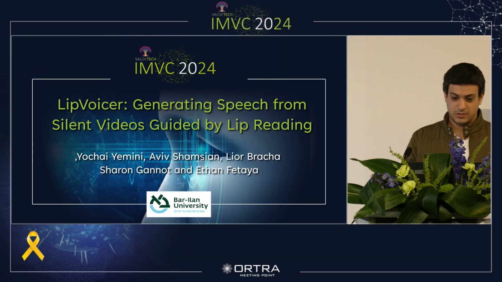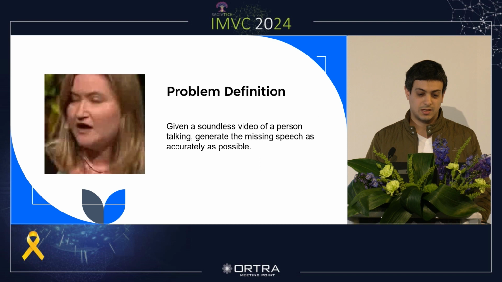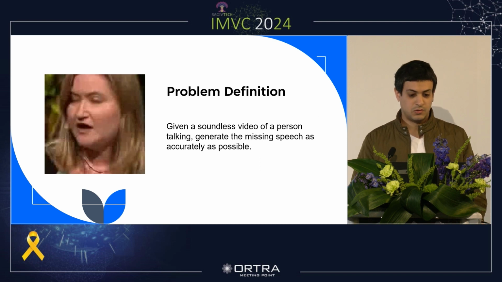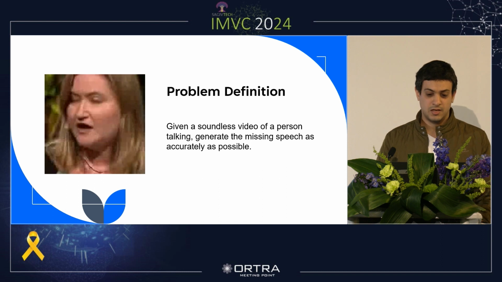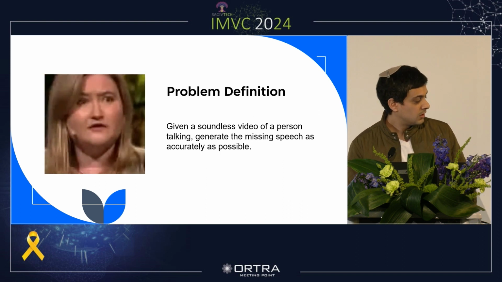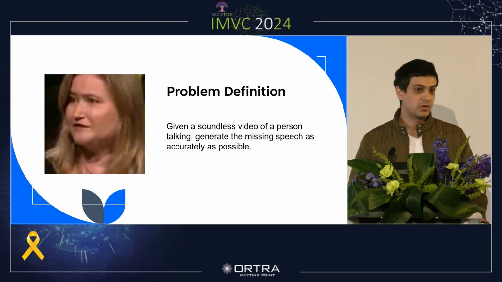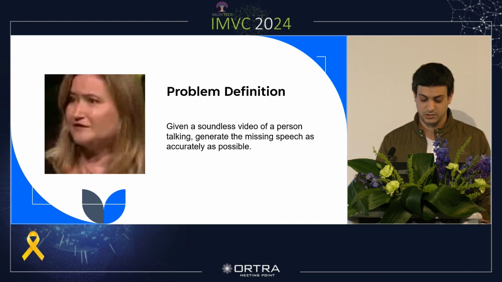I'll be presenting our recent project called LipVoicer, which we will also present next month at ICLR. So let's start with the problem definition, which is rather simple. We address the lip-to-speech problem, in which we are given a soundless video of a person talking, and we would like to generate the missing speech as accurately as possible. In general, the input in the lip-to-speech task looks like this, right? It can happen, for example, if we take a video of a person talking and there is so much noise around us that it completely masks the target speech.